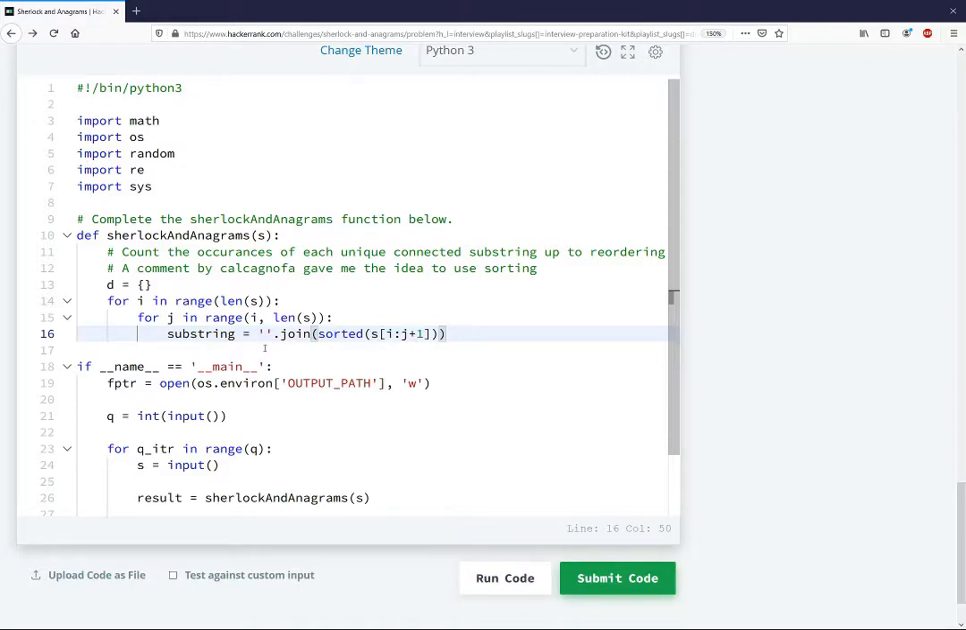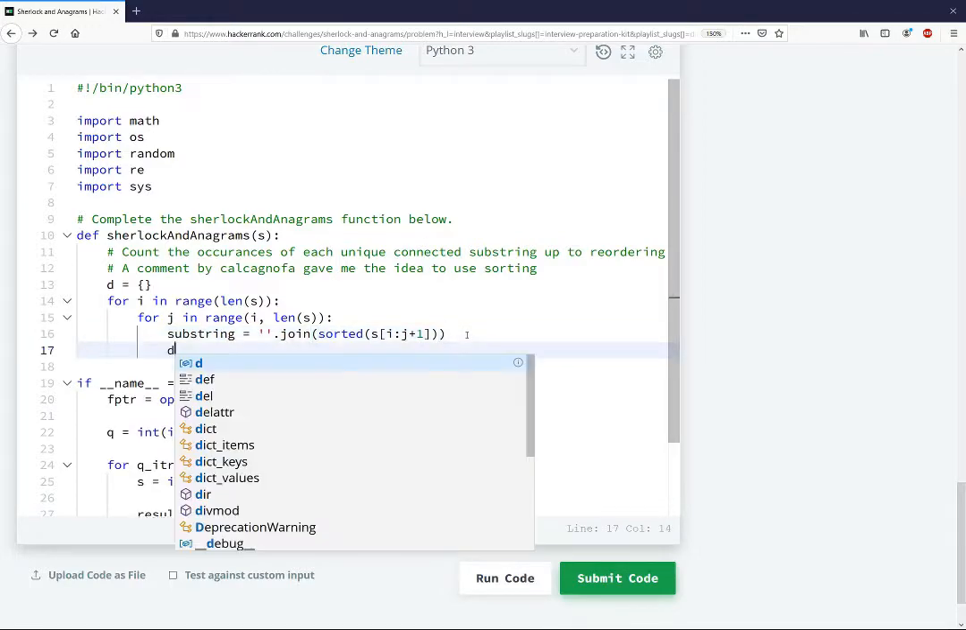So this is something to keep in mind if you ever want to do something like this in your code. This is a good way to, given a string, reorder or sort the letters in the string but return a string rather than an array of letters. Okay, so this is good to keep in mind.